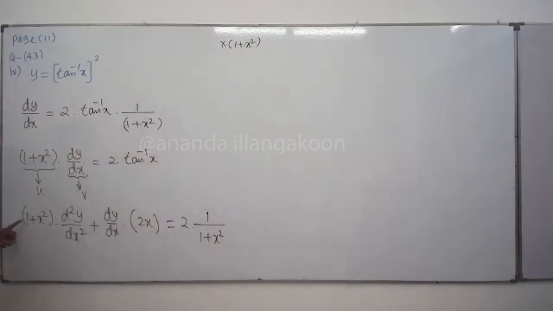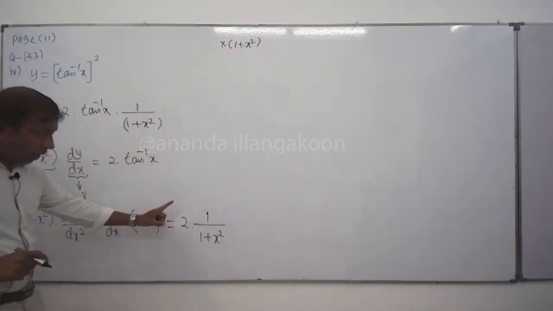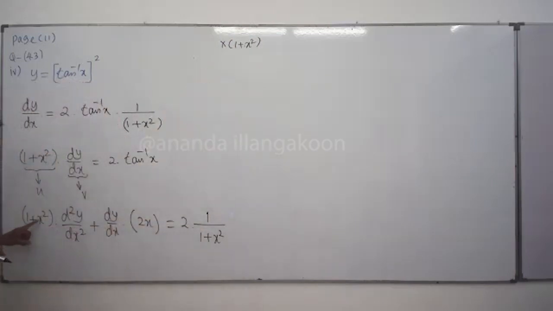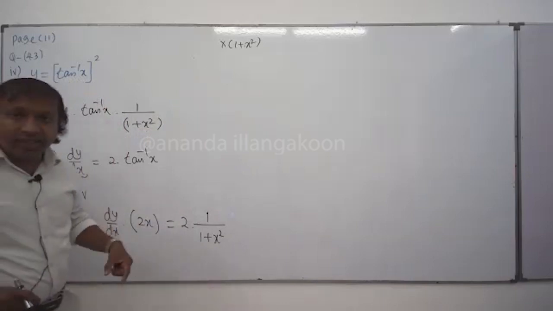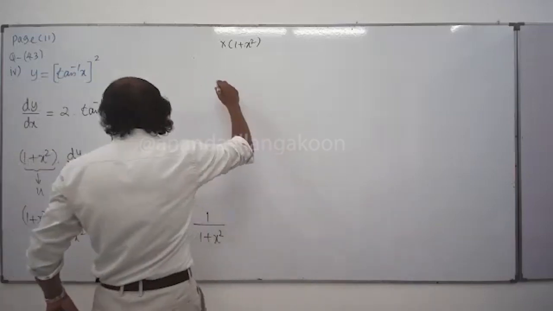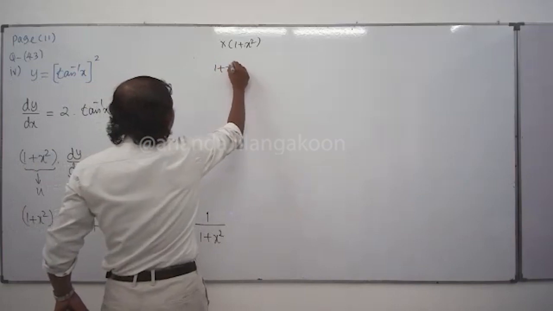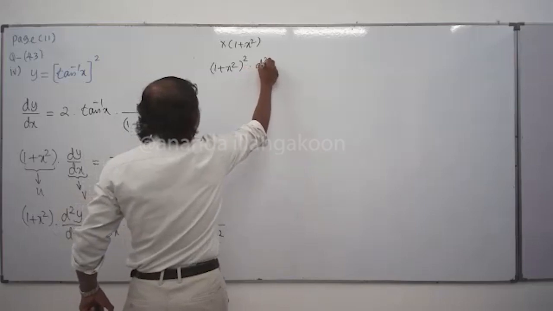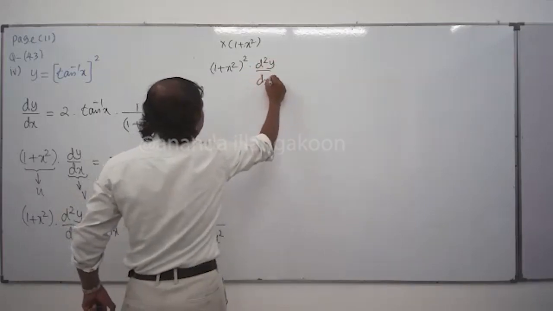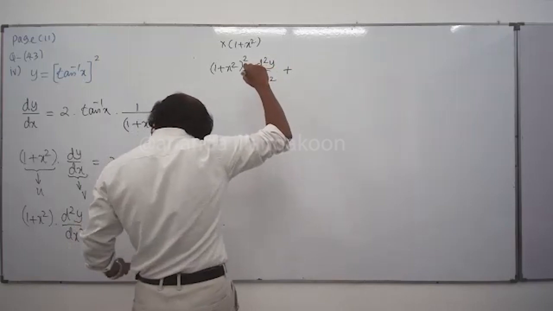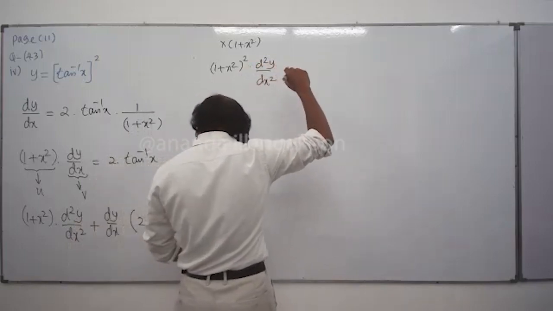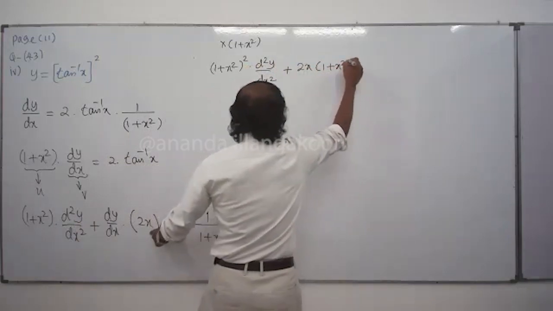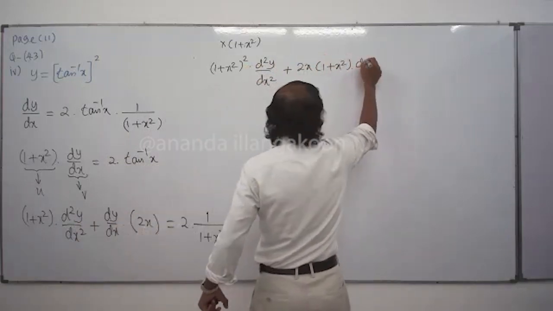Then what happens? This term and this term, we have to multiply by this 1 plus x squared. Then here this 1 plus x squared term, when it is multiplied by itself, it will be 1 plus x squared perfect squared, right? 1 plus x squared to the power 2 comes in, and this is second derivative d2y over dx2 plus, here once you multiply this by 1 plus x squared, we get 2x times 1 plus x squared, this dy by dx.